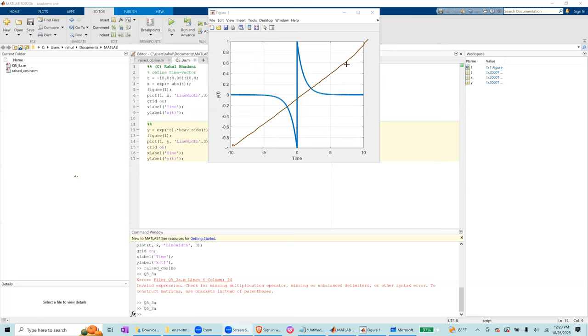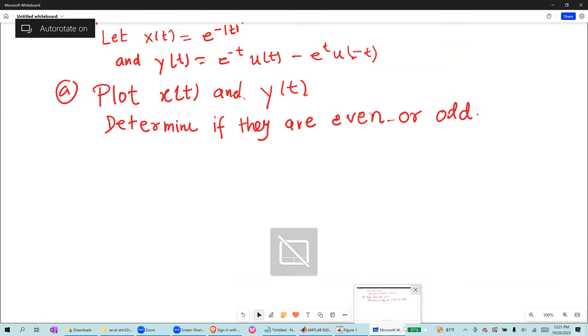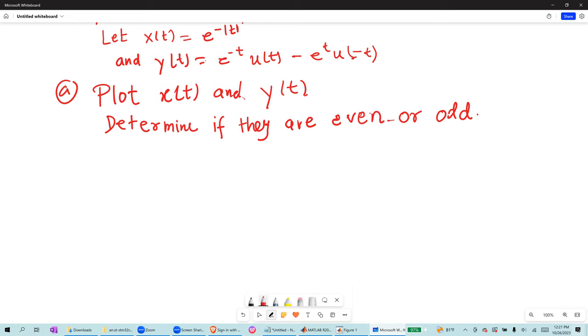Okay, let's clear this annotation and clear all my drawings. Now let's go back to the notes. So that was my part A. So clearly x of t is even and y of t is odd. That's your first part.